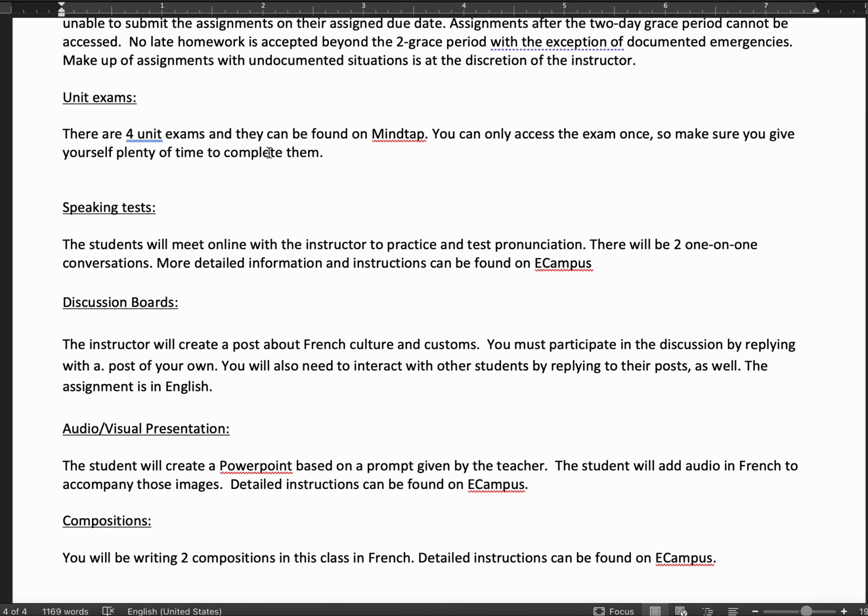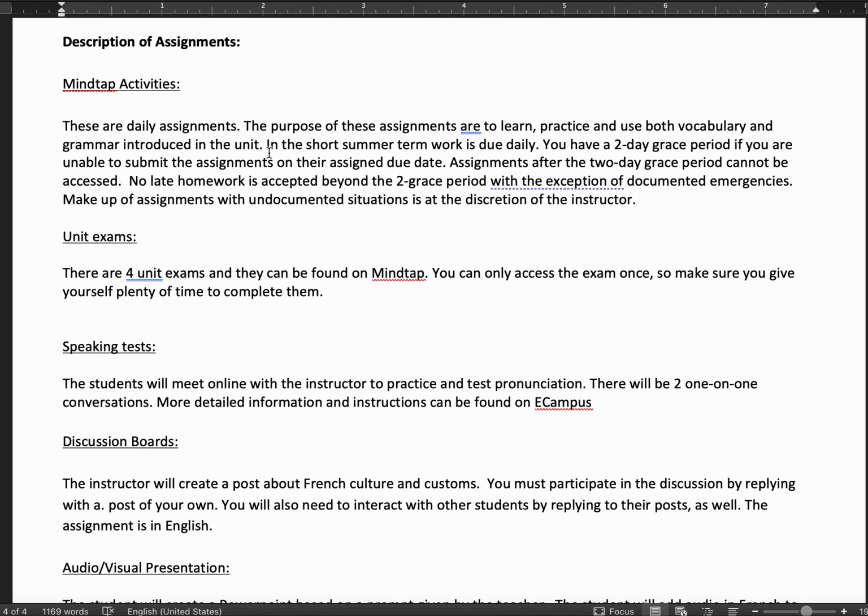On the last page of the syllabus, I have a description of each of the assignments that you will do this semester. And if you need more detail, please email me and I'll be happy to expand upon this. So the MindTap activities are your daily assignments. These are after you read your book, you do your activities that are related to the assigned reading for the day. Okay? So you learn, you practice, and you use the vocabulary introducing the unit to complete your assignments.